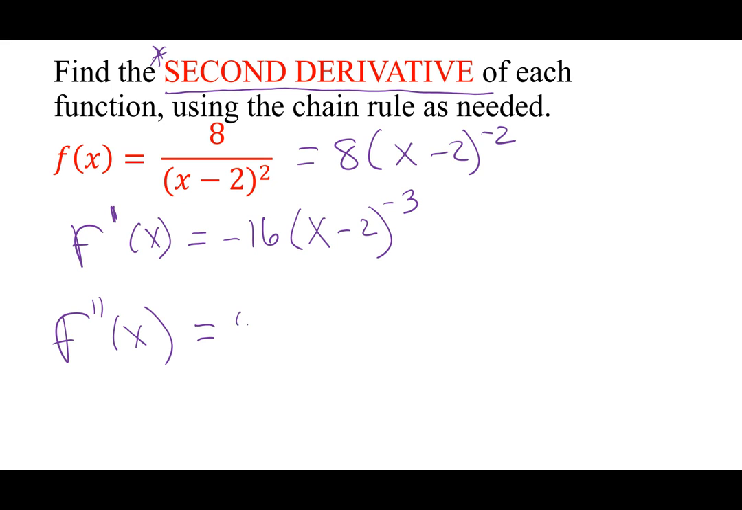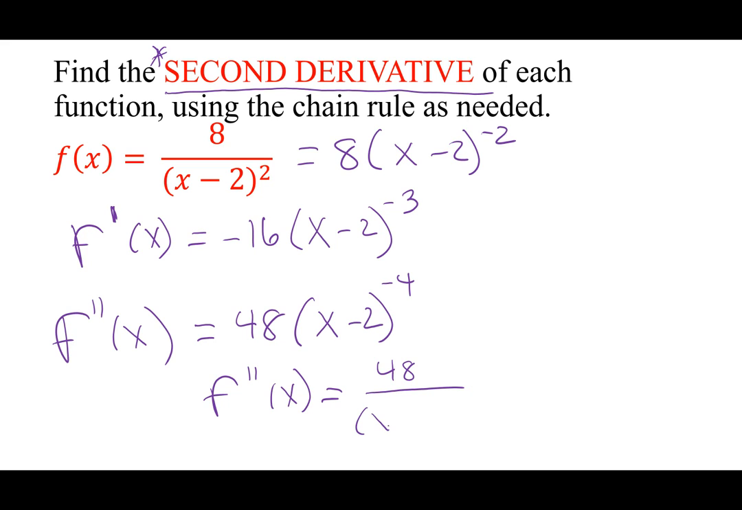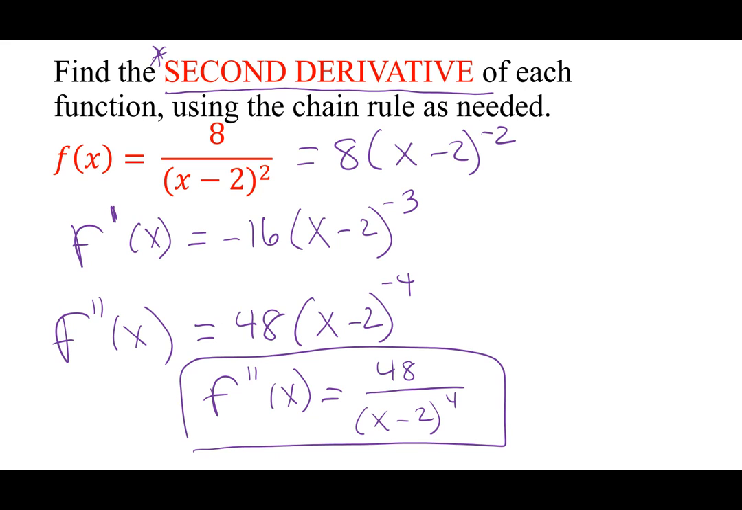-3 times -16 is positive 48. Again, make sure you go to the one less power. The chain rule would just have a derivative of 1, which means no need to do it. In our final answer, you should simplify just like we've been doing. You should make sure that all your like terms are combined and all of your exponents are positive. So the second derivative is equal to 48 over x minus 2 to the fourth.